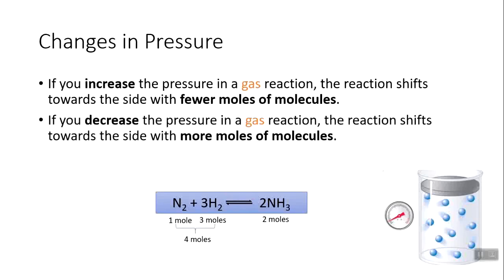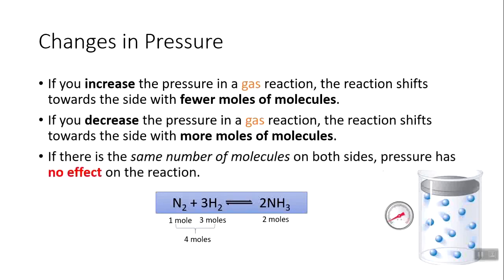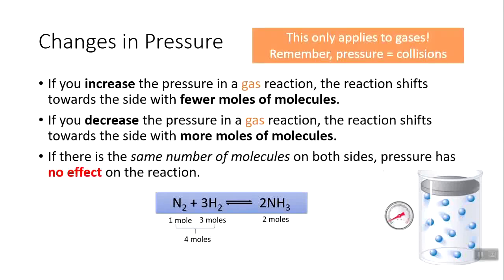So if you decrease the pressure in a gas reaction, the reaction shifts towards the side with more moles of molecules. So again, looking at this example, which way would the reaction shift? It would shift left, towards the side with the more moles of molecules. Now, if there's the same number of molecules on both sides, so if it was, for example, 4 moles of reactants and 4 moles of product, well, if you increase or decrease the pressure, it has no effect on the reaction. And keep in mind that this only applies to gases.